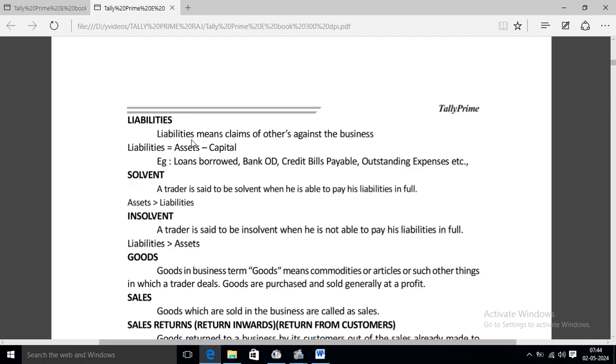Liability. Liability means claims of others against the business. Liability equals assets minus capital. Loan borrowed, bank OD, credit, bills payable, outstanding expenses, etc.